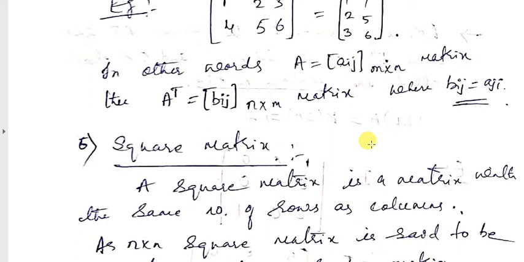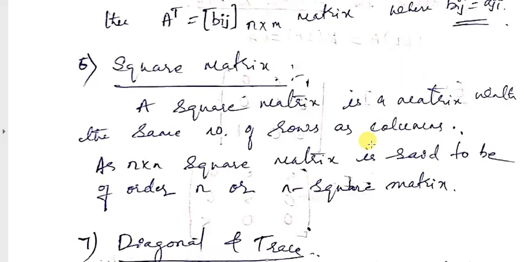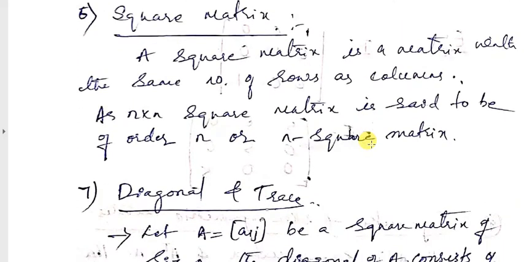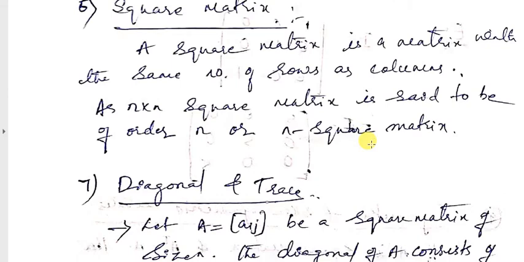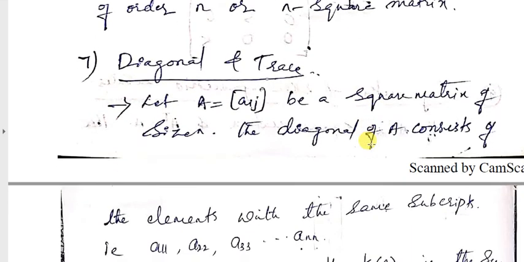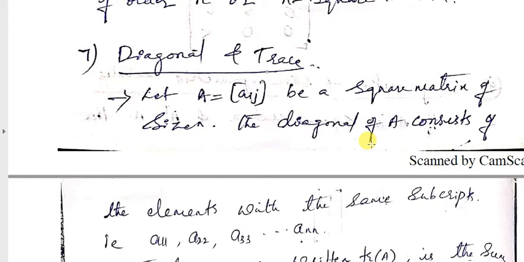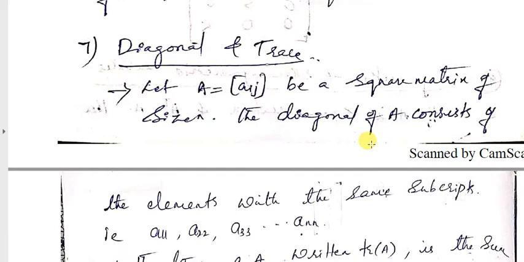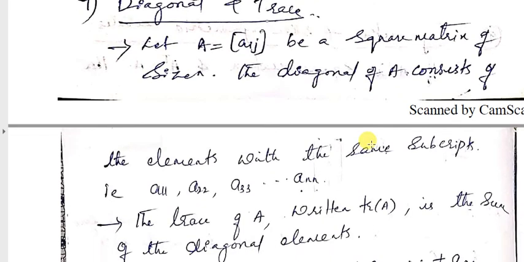Next, the square matrix. A square matrix is a matrix with the same number of rows as columns. So the order of a square matrix is always n cross n, or an n-square matrix. The diagonal of the matrix A consists of the elements with the same subscripts: A11, A22, A33. That is, from the left top corner to the right bottom corner is the diagonal. All the elements with the same subscript are on the diagonal, and all other elements will be 0. That is defined as the diagonal matrix.